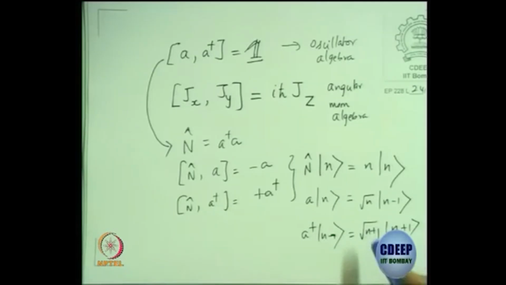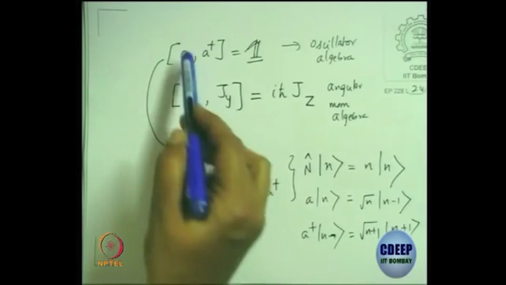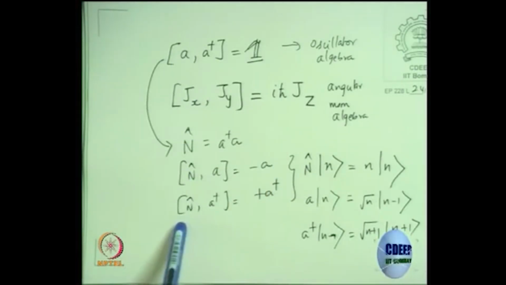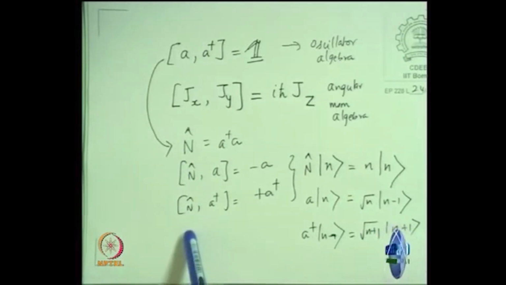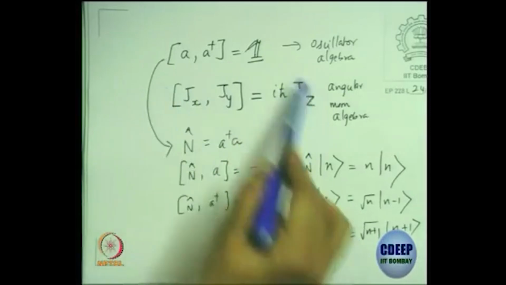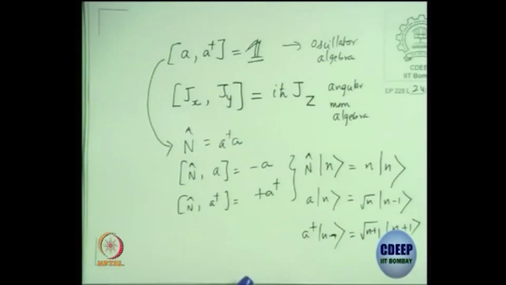Okay. So using this oscillator algebra, we would like to solve this problem of a particle in a magnetic field, and then can we use this oscillator algebra to determine the spectrum for the angular momentum algebra. So this is the motivation for today's lecture.